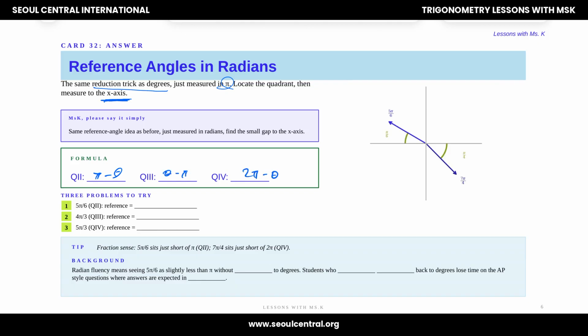3 problems to try. Number 1, 5 pi over 6 in quadrant 2. By plugging in 5 pi over 6 for theta, our reference is pi minus 5 pi over 6, so our answer is pi over 6.